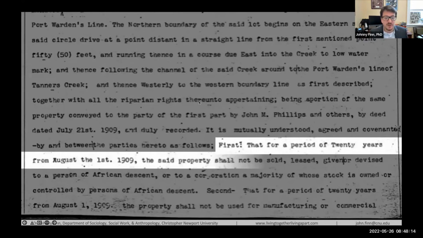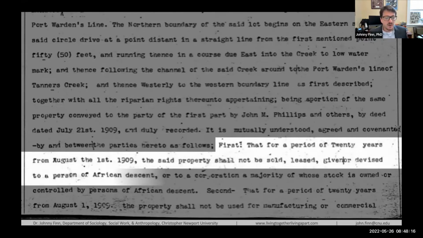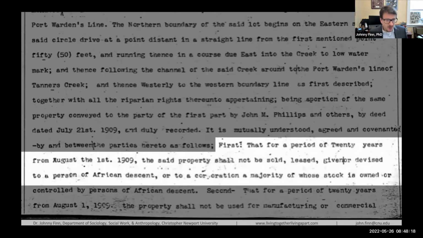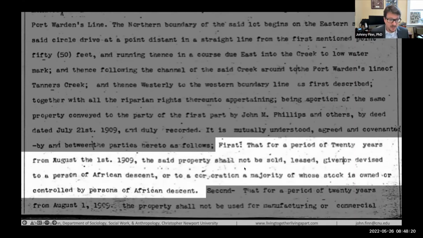This is an example from earlier in the 20th century of a racially restrictive covenant. This says, for example, that for a period of 20 years from August the 1st, 1909, in this case, the said property shall not be sold, leased, given, or devised to a person of African descent or to a corporation, a majority of whose stock is owned or controlled by persons of African descent.